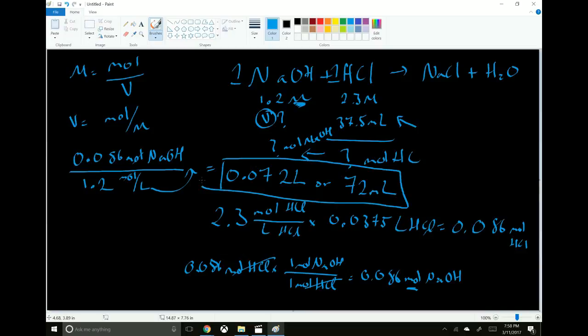But let's go ahead and double check really quick. Does our answer make sense? Would it take about twice as much sodium hydroxide, or twice the volume, I should say, of sodium hydroxide to neutralize that hydrochloric acid? The answer is yes, because the concentration of hydrochloric acid was about twice as much. So the volume of sodium hydroxide is going to have to be twice as much in order to get an equal amount of moles to neutralize it.